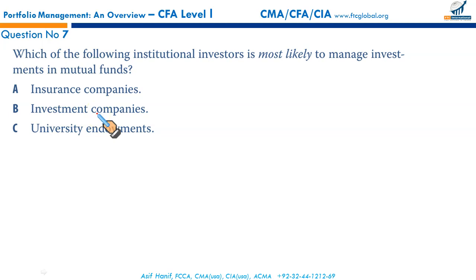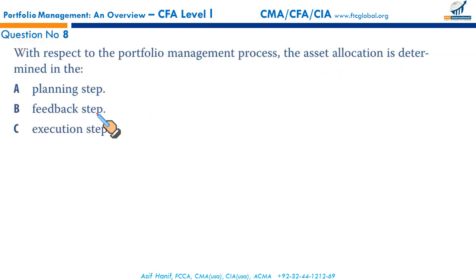They may issue shares or they may redeem shares of mutual funds. So that makes B the correct option. With respect to the portfolio management process, is asset allocation determined in the planning step, feedback step, or execution step?